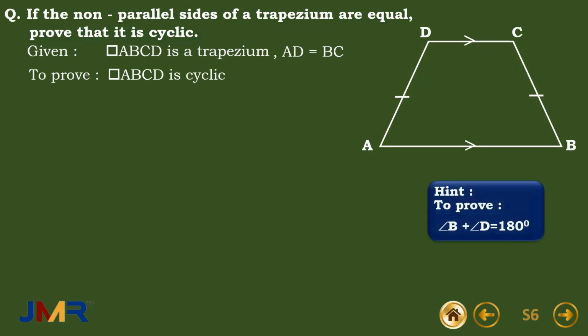First of all, let me take some construction. In order to prove this, I have to prove a pair of opposite angles is 180 degrees. That means angle B plus angle D is equal to 180 degrees. How can I prove it? Let us see.